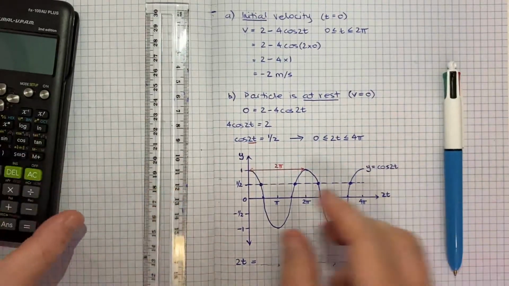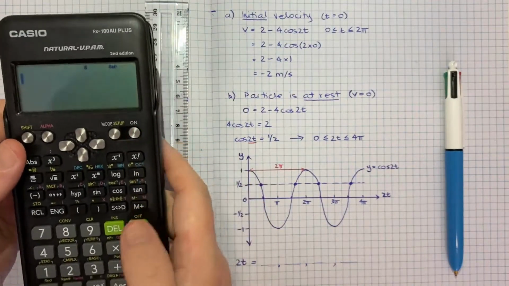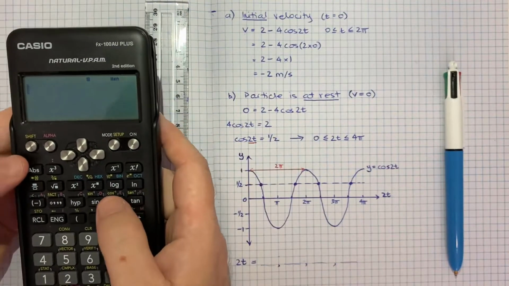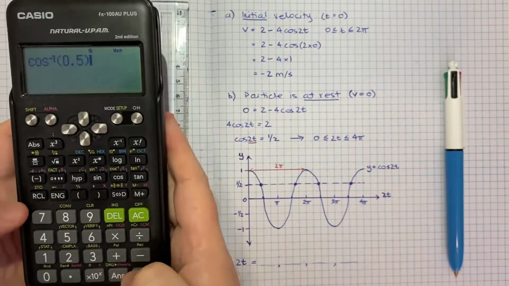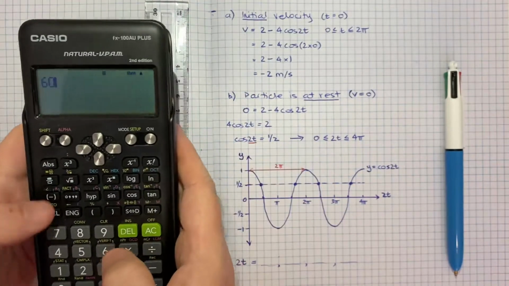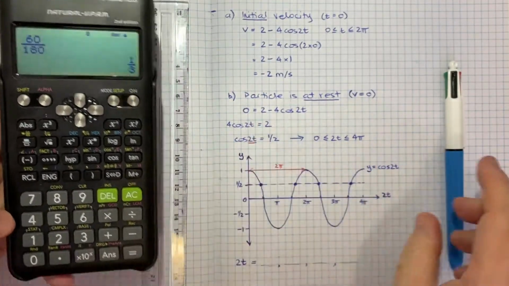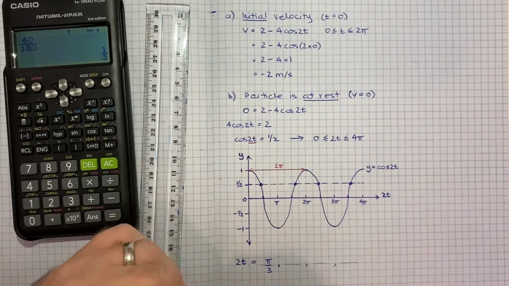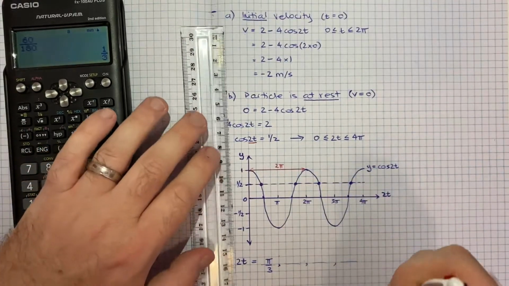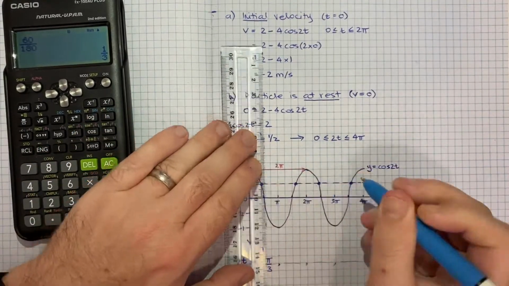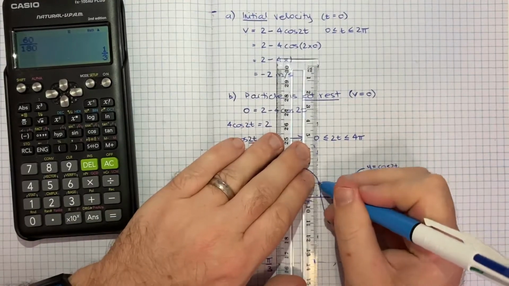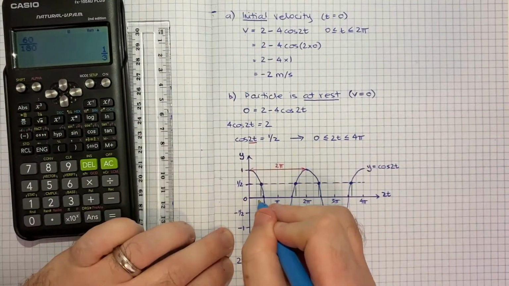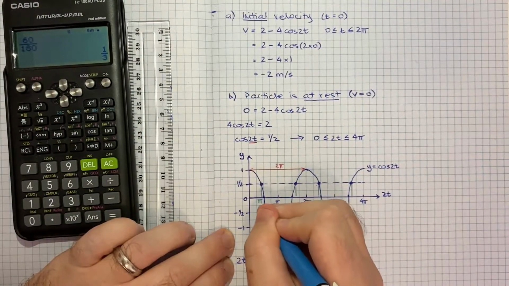Now the first solution, we can just use our calculator. When does cos of 2t equal a half? I can just get the inverse cos of a half. 60 degrees, if I do 60 on 180, that's pi on 3. So that's our first solution, pi on 3. So if I just annotate, these are the 4 points that we care about. And we know the first one happens at pi on 3.